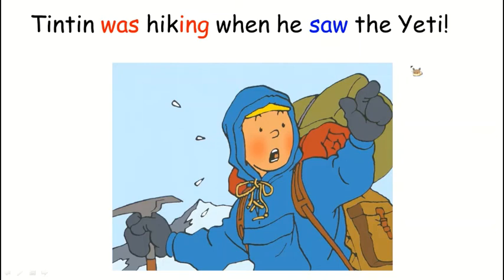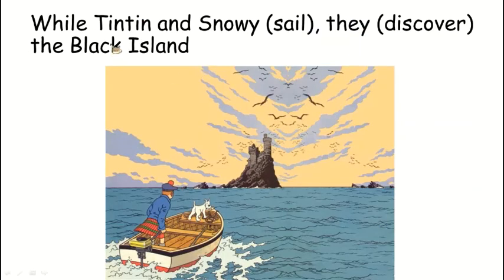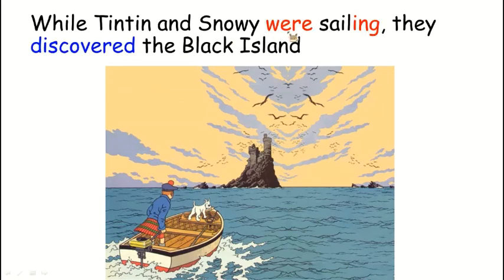Now, while Tintin and Snowy sailed, they discovered the Black Island. So again, "while" comes before the long action. The long action always comes in the past continuous tense, and I have here a short action, and the short action, like we said, always comes in the past simple tense. So while Tintin and Snowy were sailing, they discovered the Black Island.